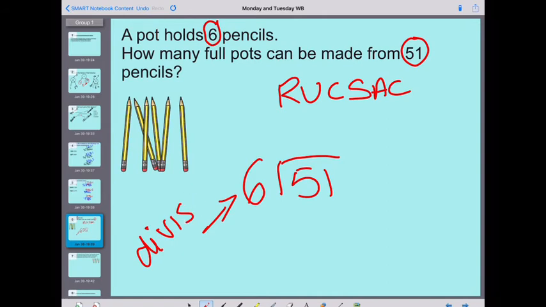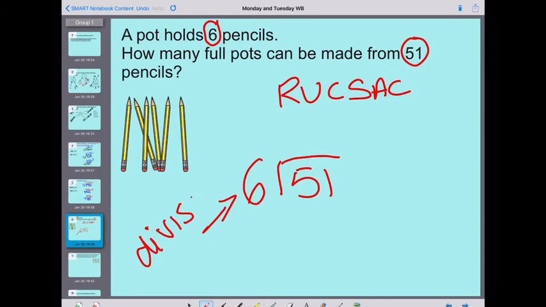So 6, 12, 18, 24, 30, 36, 42, 48. That took me 8, and I have 3 remaining. So how many pots can be filled by pencils? Well, actually, my answer is not 8 remainder 3, sorry, because I can't have remainder 3 pots. So my answer to this question, how many pots can be made? My answer would be 8 pots.